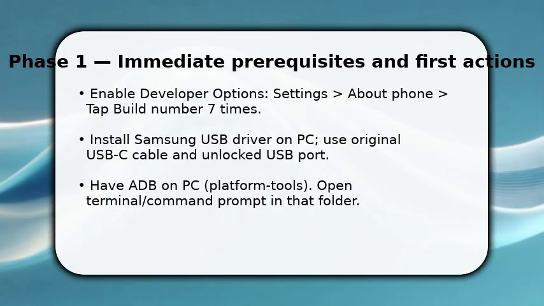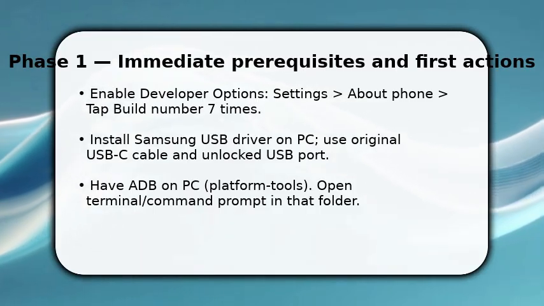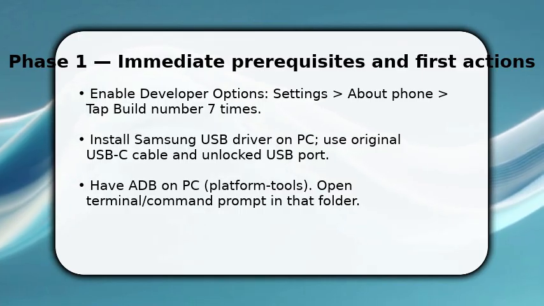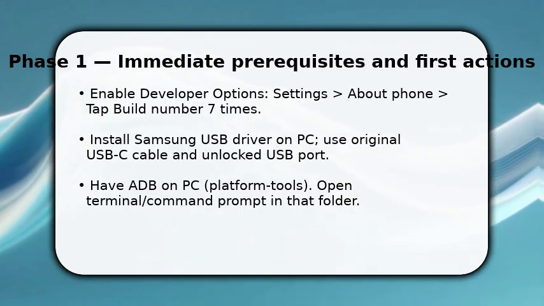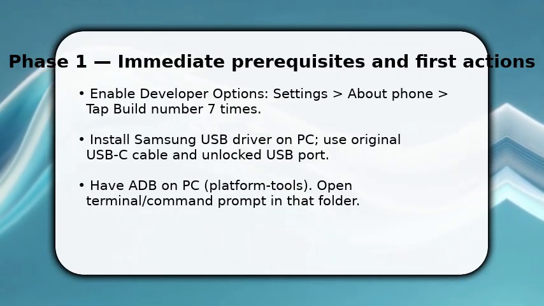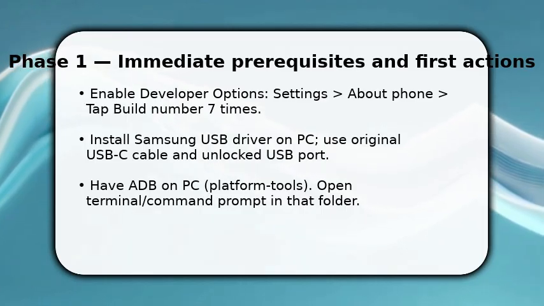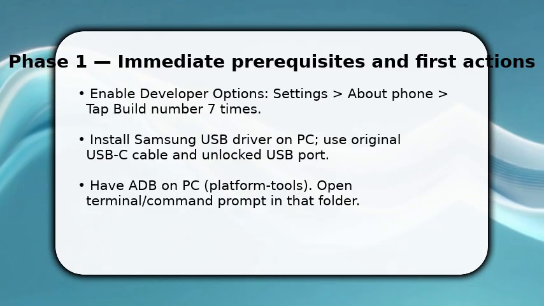You start by preparing both devices, enable developer options, and plug the phone into the PC with a quality USB-C cable. Once done, install the Samsung USB driver so the computer recognizes the phone. Make sure you have ADB platform tools extracted and a terminal opened in that folder. You will run commands directly.